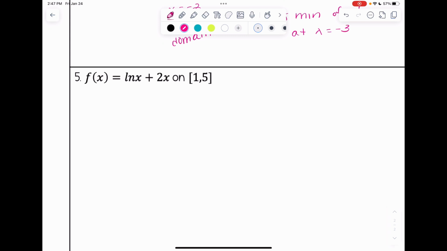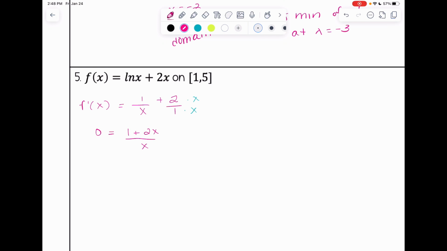All right, for our last question, we have a natural log, and then we also have a linear piece being added to it, and we're looking on the interval 1 to 5. So again, let's start by taking our derivative. The derivative of ln of x is 1 over x. The derivative of 2x is 2. And I'm going to set that equal to 0. In order to make this a little bit cleaner, I'm going to put that over 1, and I'm also going to get common denominators. So what I end up getting is 1 plus 2x over x.